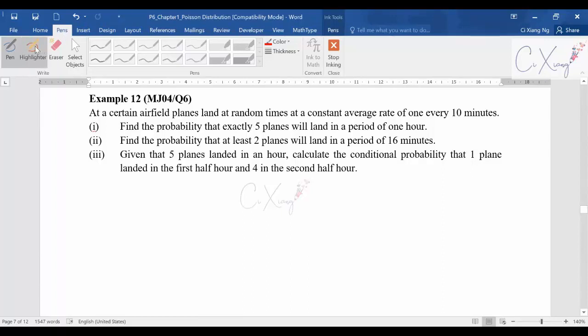In the previous video we learned how to use the Poisson distribution in application questions. So this is the last example for this part. We can have a look here.